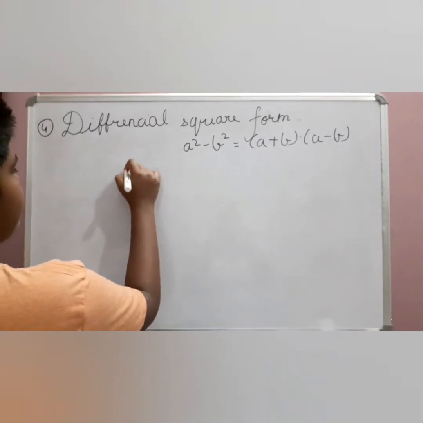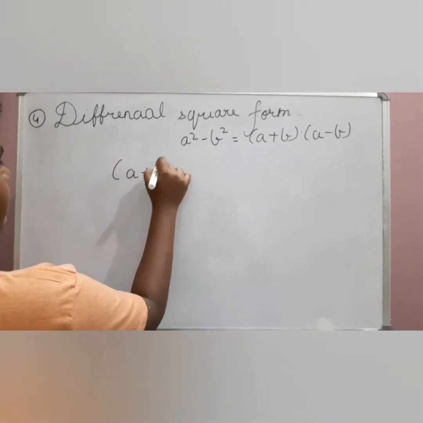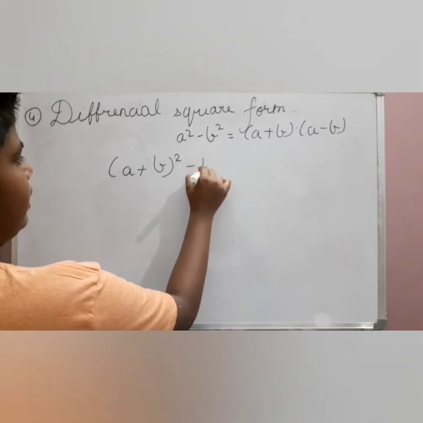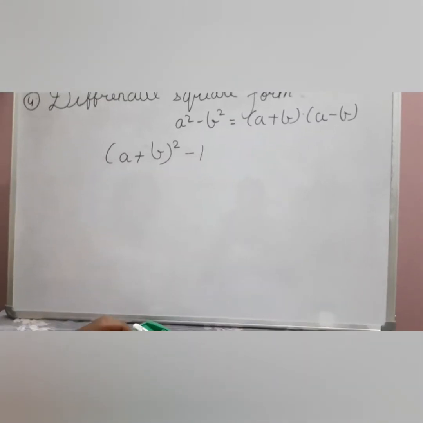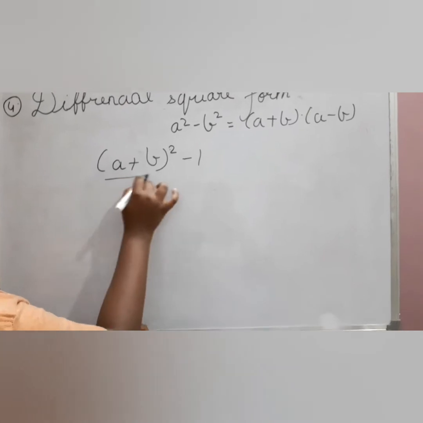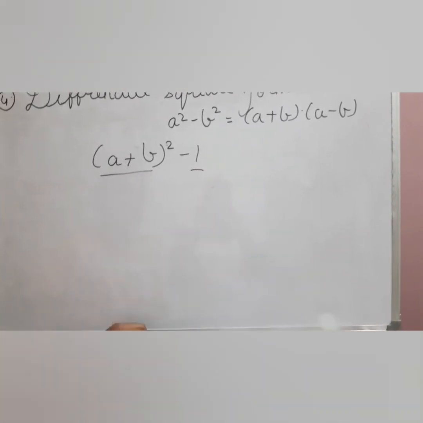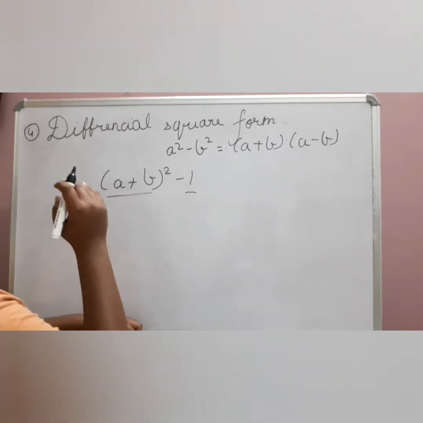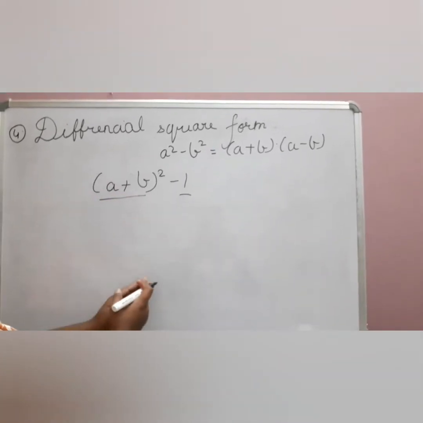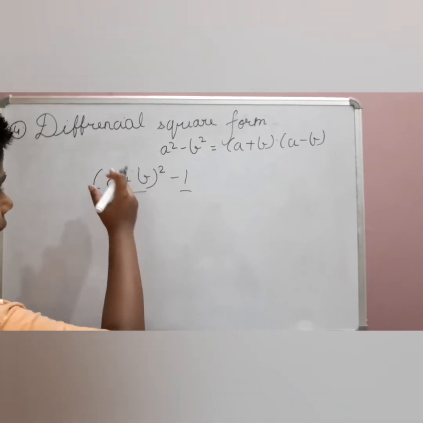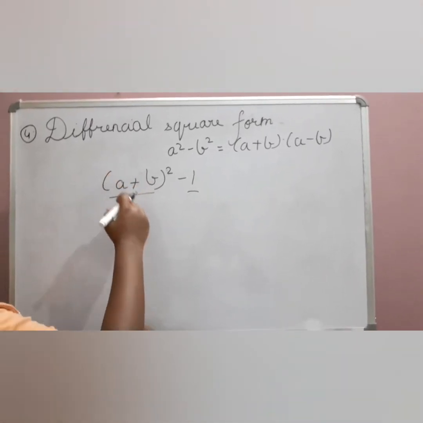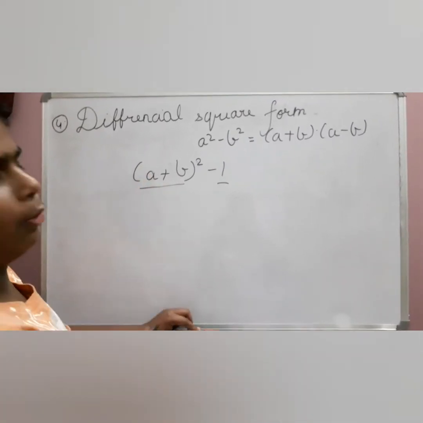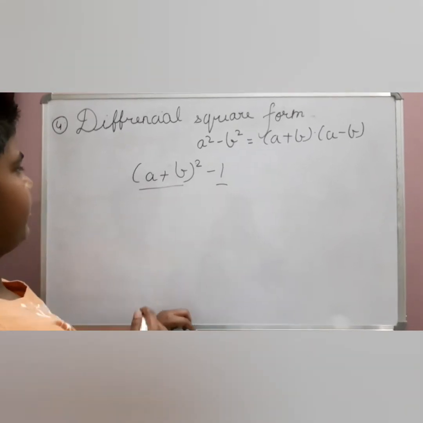Second example is this: (a plus b) whole square minus 1. Now how many terms are there? There are 2 terms, 1 and 2. Now you will say that there is a plus sign, so how can there be 2 terms? I have said how many terms are there in the expression. I am not saying how many terms are there in the bracket. So if we put a bracket, then it will be only 1 term. So this is 1 term, this is another term.